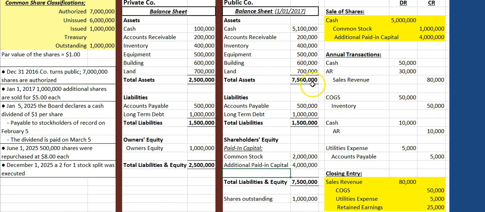Okay, notice how my assets match my liabilities plus equity, because the 5 million that we added here was also added down to the equity side, and so the accounting equation remains in balance. Okay, these two accounts are the two paid-in capital accounts, right? They're the money that shareholders pay in. They put them in from their own pocket.